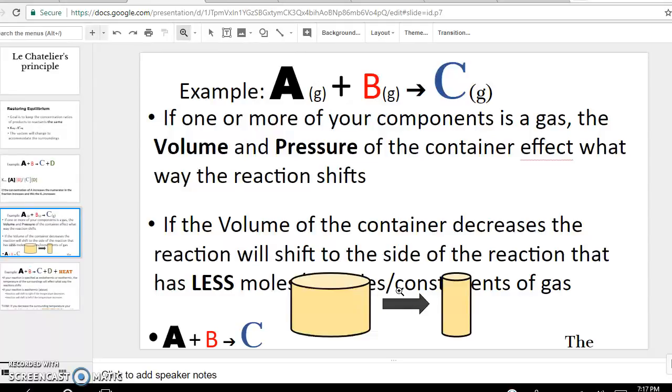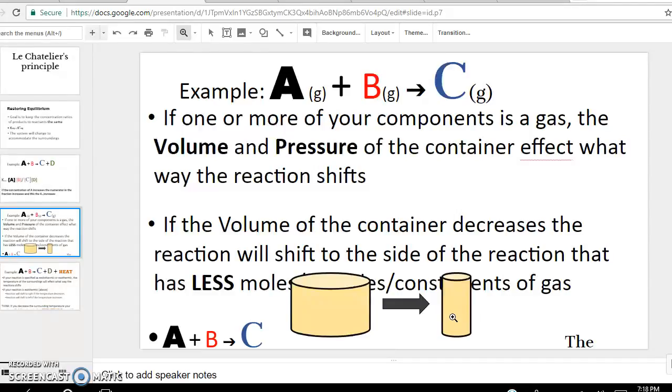So if the volume of the container were to decrease, the reaction would favor the side that has less moles or atoms or constituents of gas. So therefore, the reaction would shift to the right-hand side.